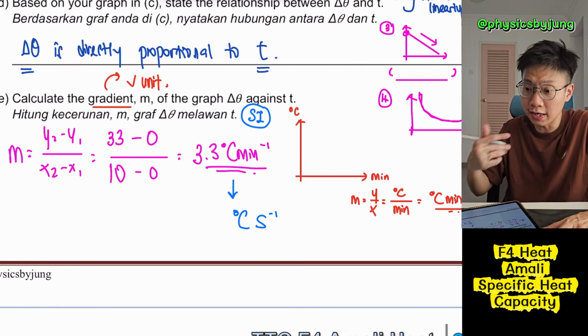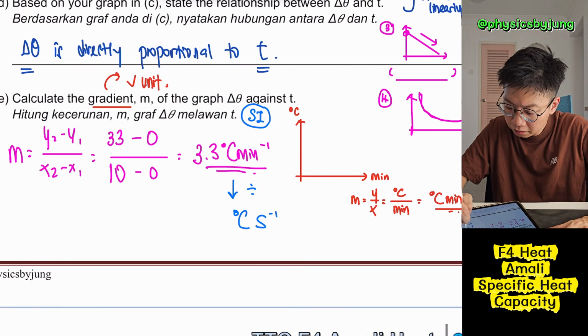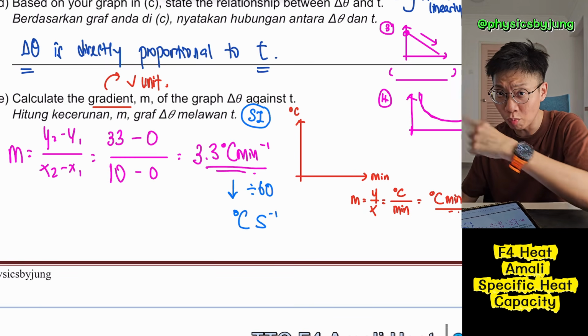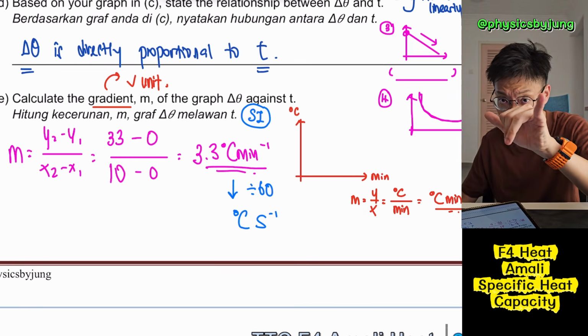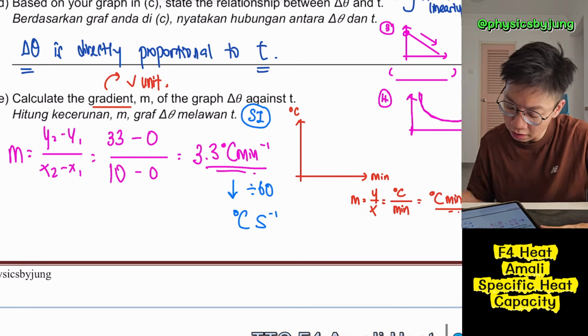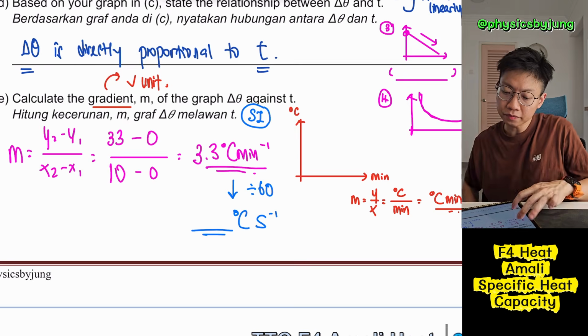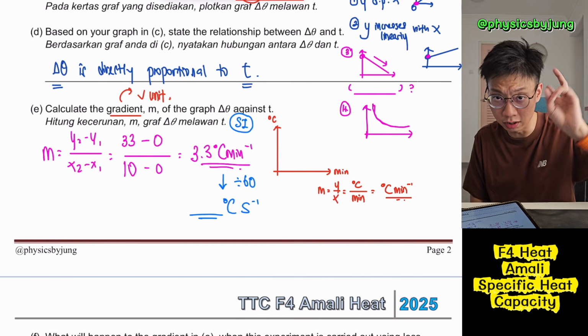If you want to go from minutes to seconds, you want to make it smaller, right? You're going to divide by 60, because you want to break 1 minute down to 1 second. So you have to reduce it by 60 times to get 1 second. So you divide by 60. Then you will have your answer, in degrees Celsius per second. So therefore, this is your answer.